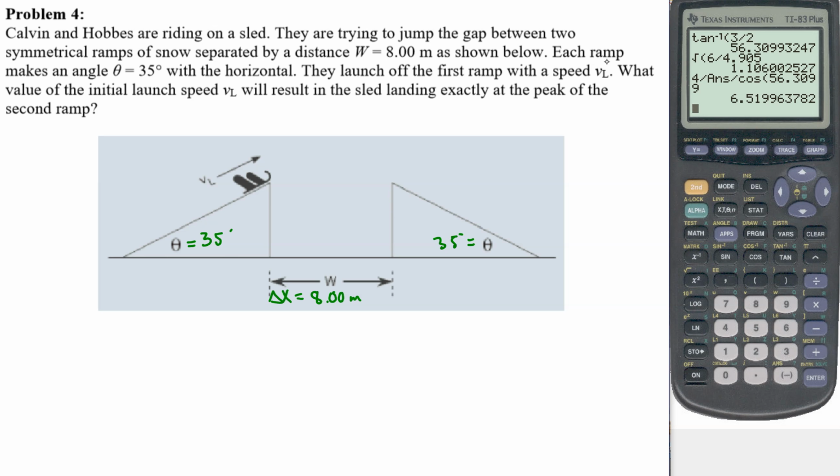They launch off the first ramp with a speed VL. Again, why is that VL? Can't we just call that VI? I don't know. What value of the initial launch speed results in the sled landing exactly at the peak of the second ramp? So in other words, it's not doing this. You're not doing this. You are landing exactly at the peak, like this. And so here's the sled at the other side. And we have to find VI, which makes this, what we've drawn, true.